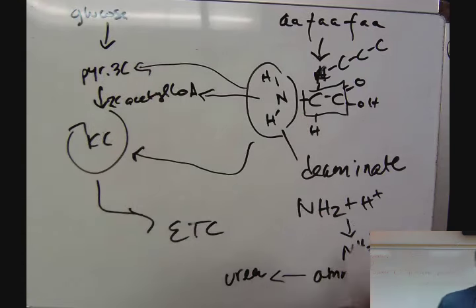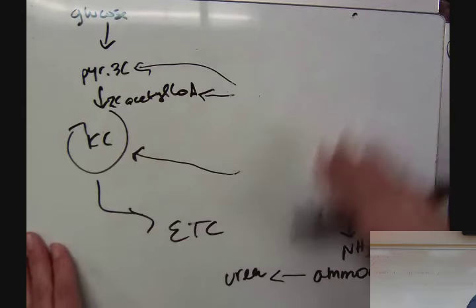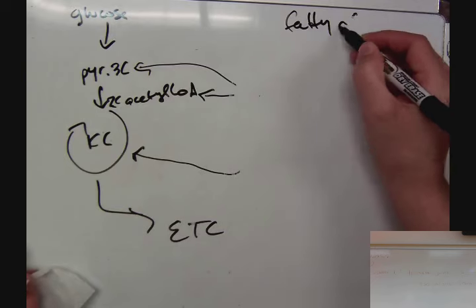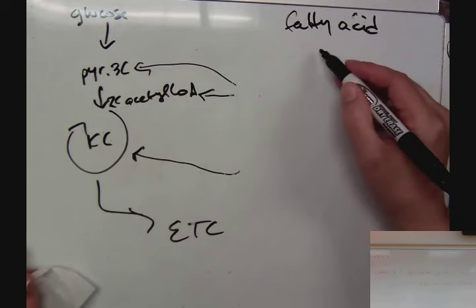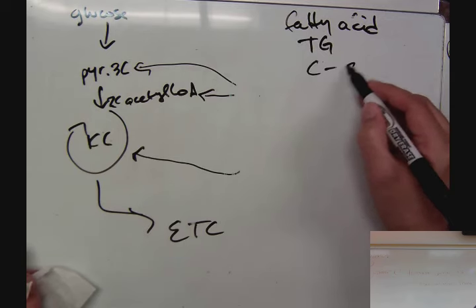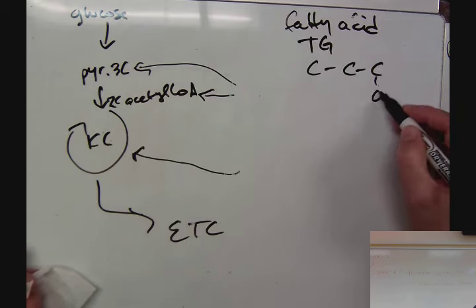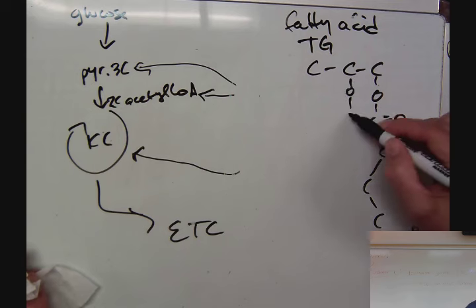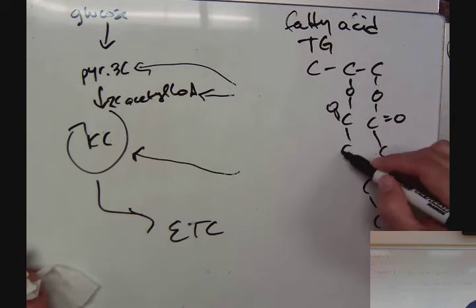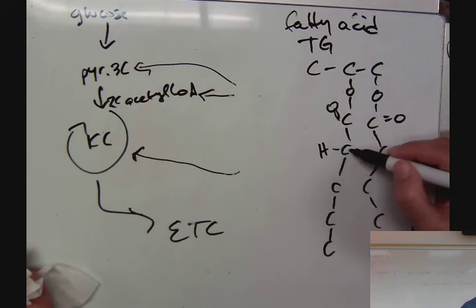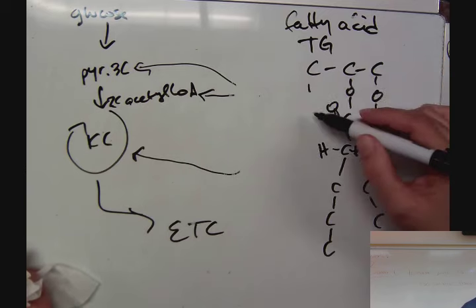And now if we're doing fatty acid metabolism, let's remind ourselves what that looks like. So remember with fatty acids, let's look at a triglyceride, for instance. There's our triglyceride, and there's our fatty acid. These long carbon chains, and all of these have hydrogens and whatnot.